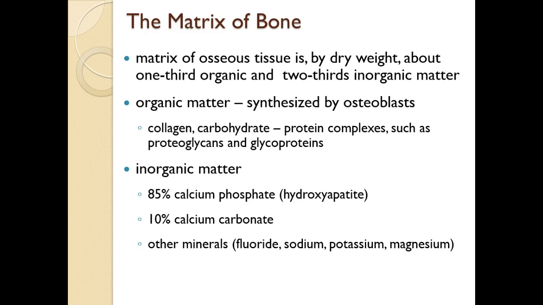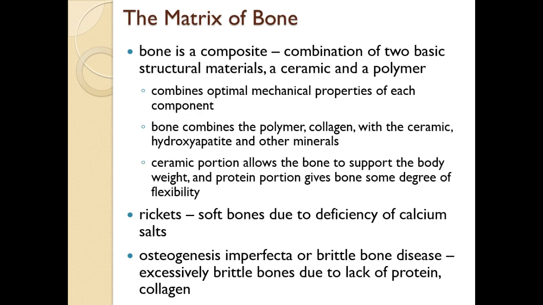Primarily, you have calcium, which is the main mineral. Calcium phosphate, another word for it is hydroxyapatite, so be familiar with that term. Hydroxyapatite is another name for calcium phosphate, and it makes up 85% of the inorganic part of the matrix. Other minerals that are part of the matrix of bone are fluoride, sodium, potassium, and magnesium. So additional minerals there.